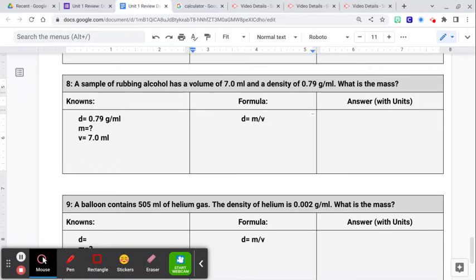This time the density is going to go on the left. Our mass is what we're looking for. And then on the bottom, we'll have the volume of 7.0. So in order to get rid of the 7.0 that's on the bottom, we're going to multiply both sides by 7.0.